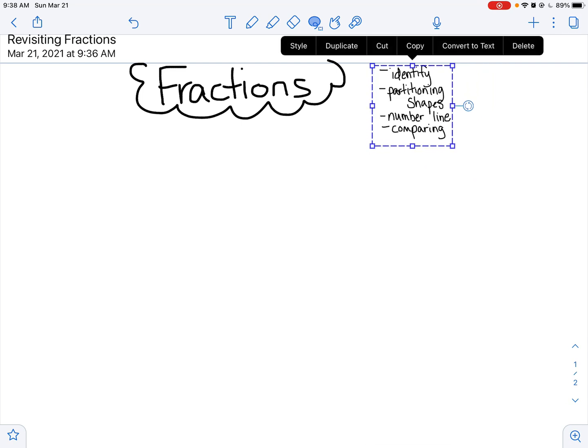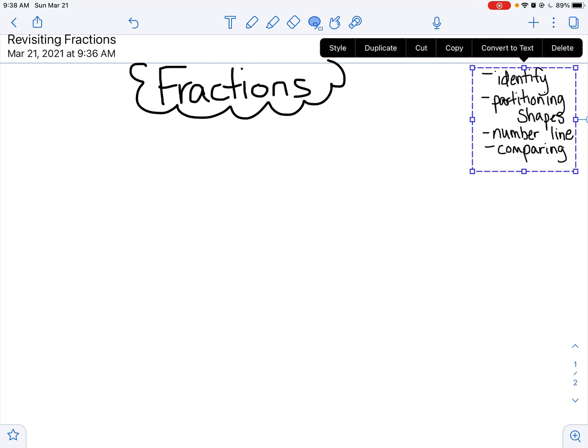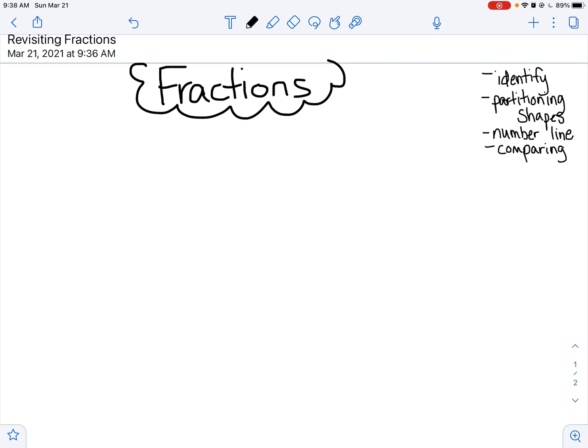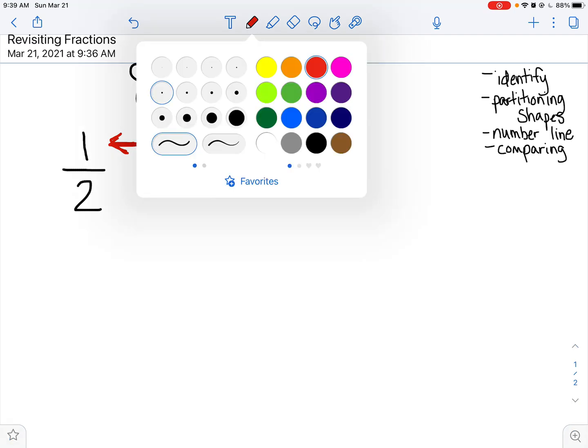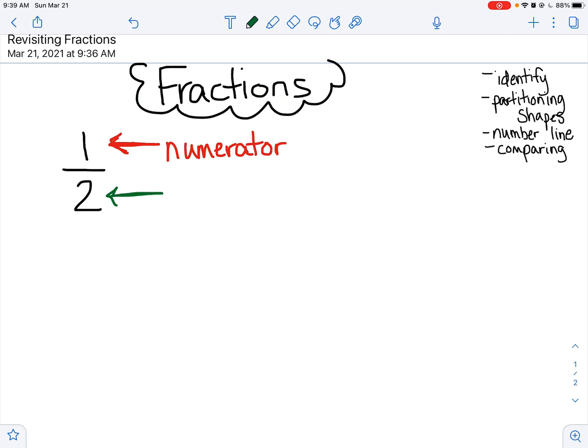Before we even get started with those, there are two really important words that we need to know with fractions, right? If I put a fraction on here, like 1/2, just a quick review about what parts are what, because that's going to be very important. Our top number is our numerator, and our bottom number is our denominator.